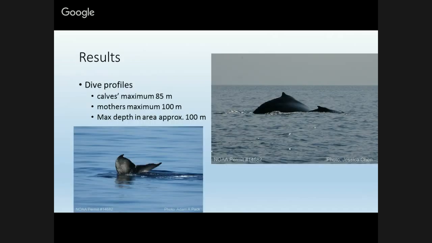A little bit of other information that we can get from the tags. We can get dive profile because there's a depth or pressure sensor on that tag. We found that the calves dove to a maximum of 85 meters, the mothers to a maximum of 100 meters, and the water depth in the area went to about 100 meters. So the moms went close to the bottom, the calves didn't quite get there, and the calves spent a lot more time at the surface. So we're going to try and match up the depth that they're at with the call activity and see if there's a correlation there.